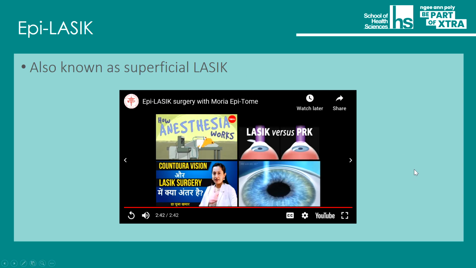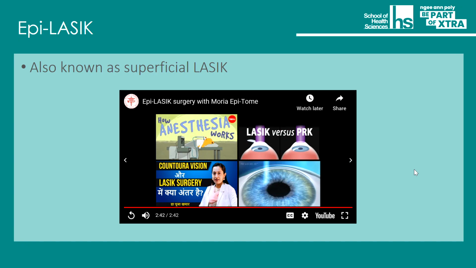Okay, welcome back. So for this epi-LASIK, also known as a superficial LASIK, there is also a flap being created, but this flap is a lot thinner as compared to the one being created by the normal LASIK. The requirement for people having an epi-LASIK done is having a smaller or thinner cornea. So people will go through this because they do not have a thick enough cornea.